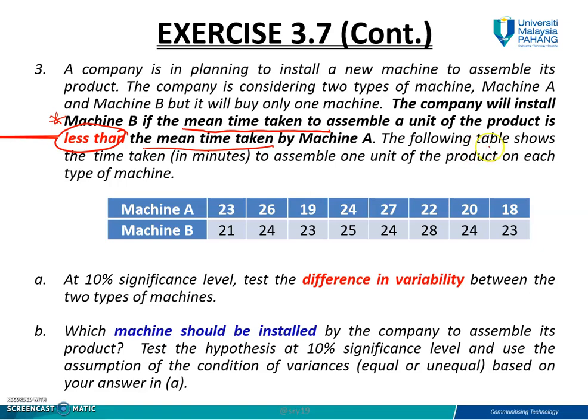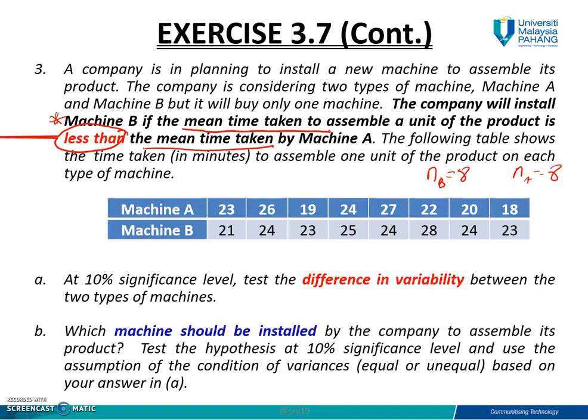The following table shows the time taken in minutes to assemble one unit of the product on each type of machine. So you can see machine A, machine B, is a time. If the question asks you what is the variable, it will be the time, because 23 is a time in minutes. If you look here, how many samples you have? 1, 2, 3, 4, 5, 6, 7, 8. So your nA is equal to 8, and your nB is also equal to 8.